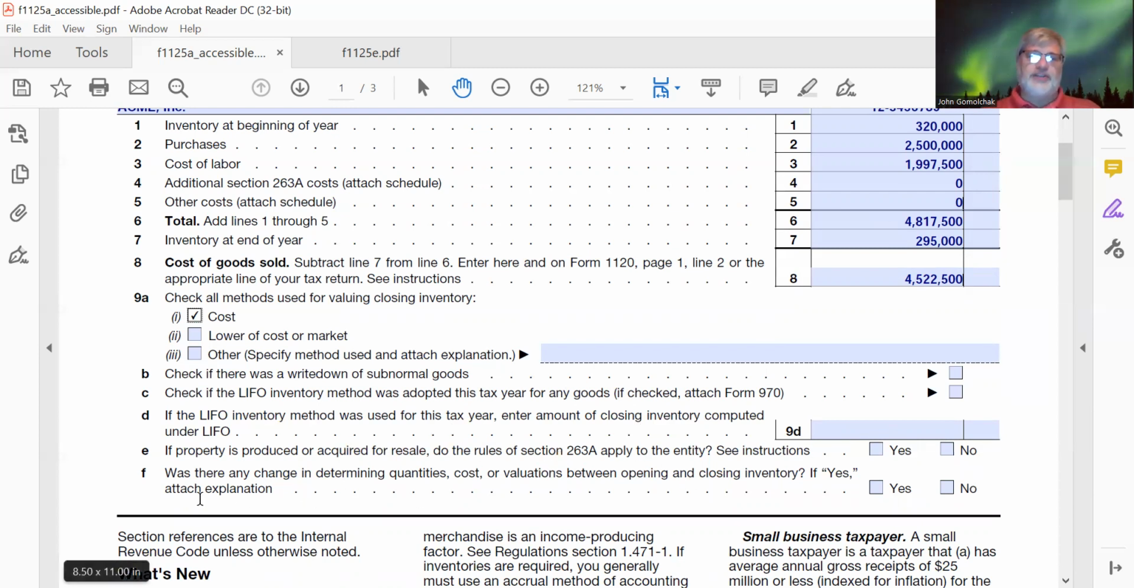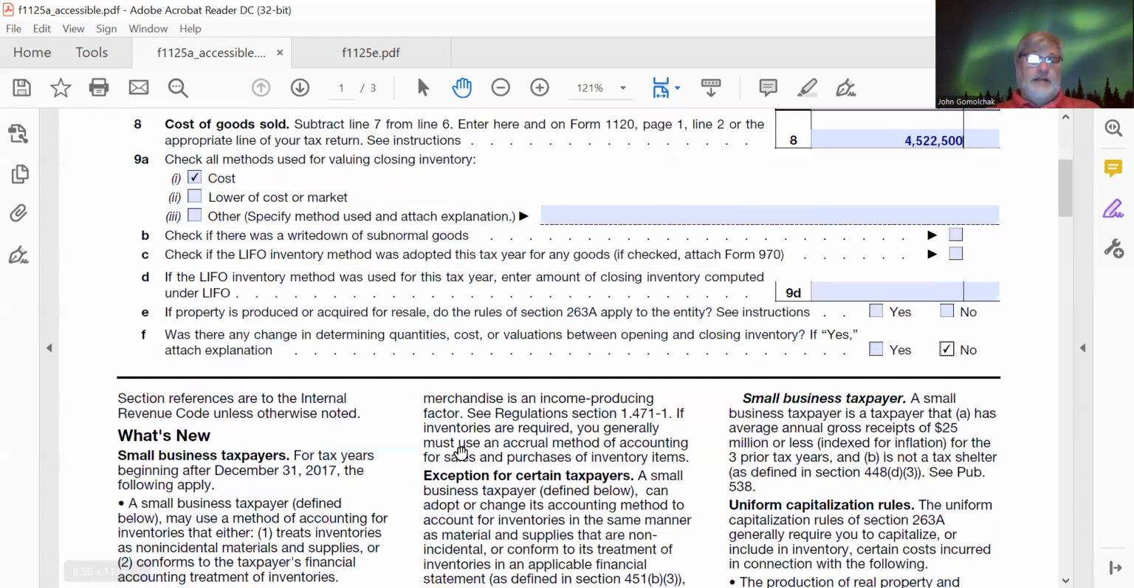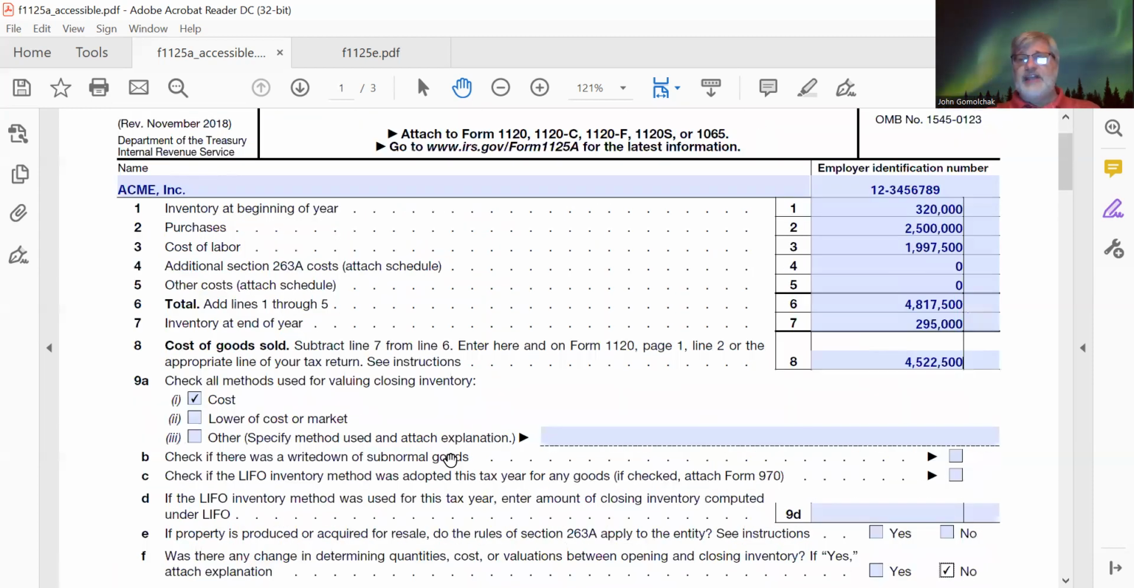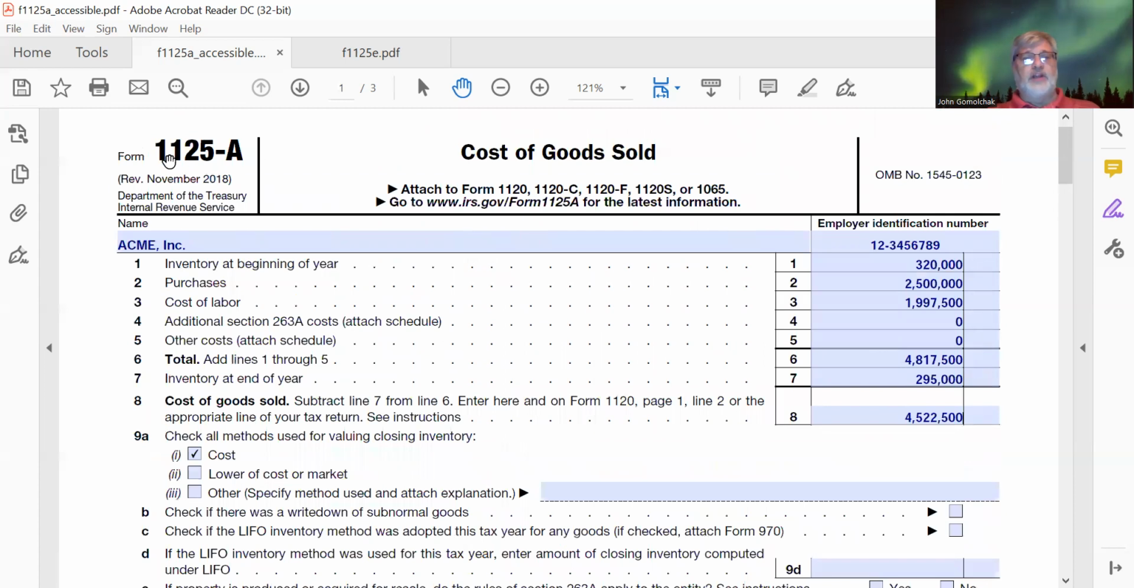Was there any change in determining quantities, cost, or valuations between opening and closing inventory? The answer is going to be no, because we didn't do anything crazy about changing the way we determine quantities or cost or any of those different things. Realistically, that's the end of 1125A.